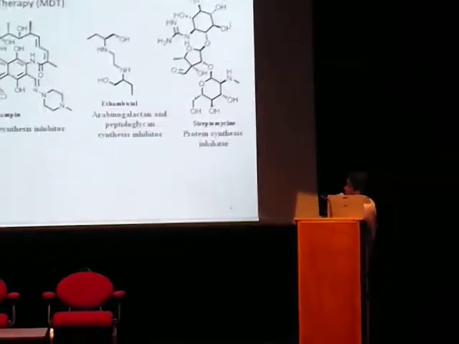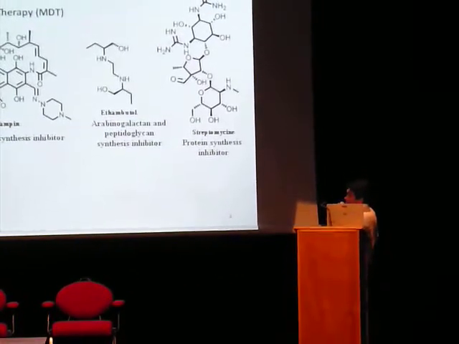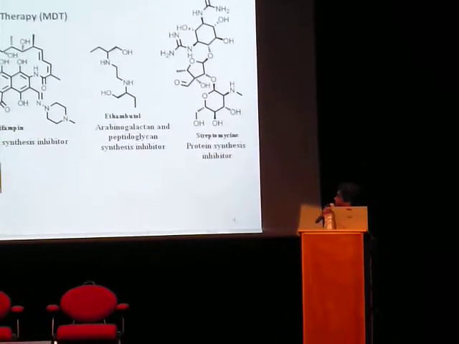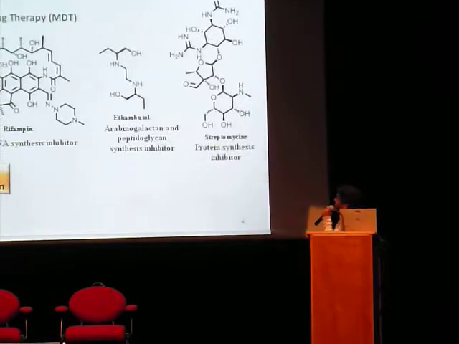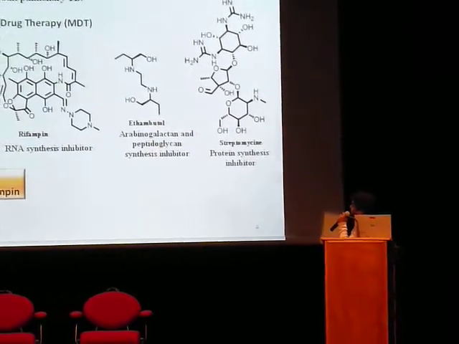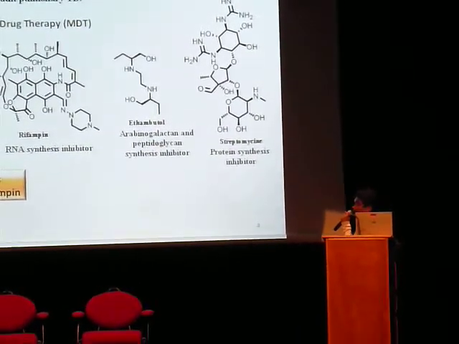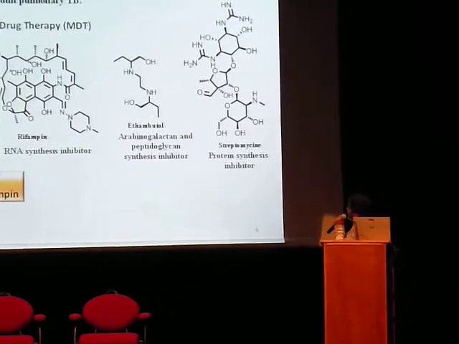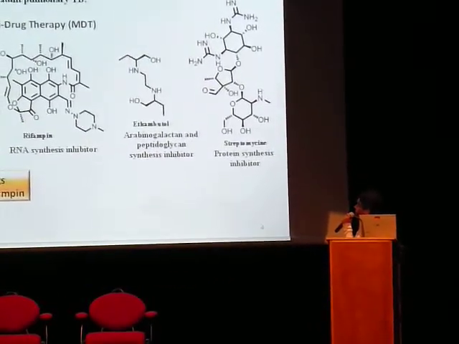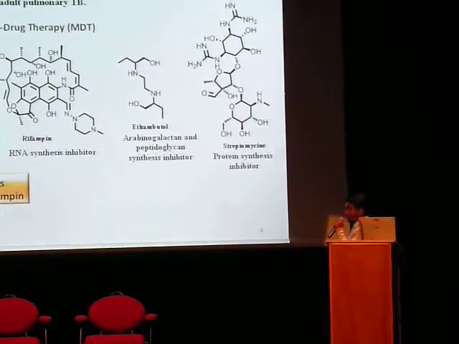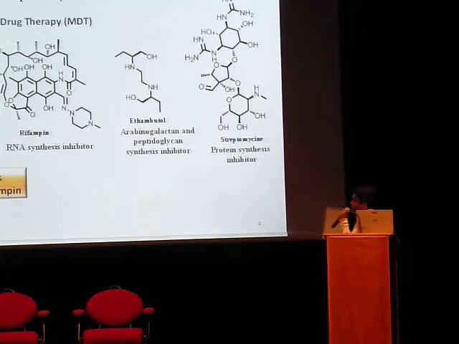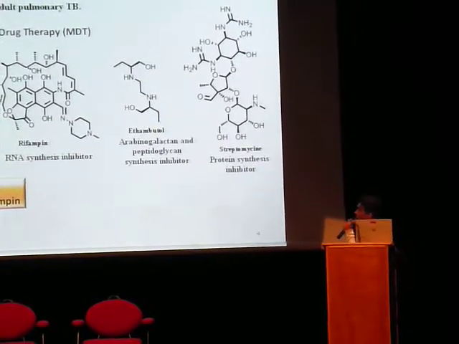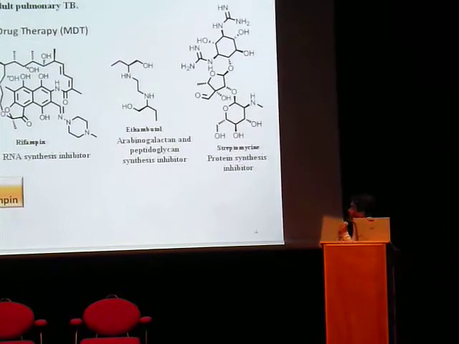Normally, isoniazid, pyrazinamide, fatty acid biosynthesis inhibitors, rifampin, an RNA synthesis inhibitor, and either ethambutol, which is an arabinogalactan and peptidoglycan synthesis inhibitor, or streptomycin, a set of 4 drugs, are used for a period of 4 months, and then 2 months of treatment with isoniazid and rifampicin.